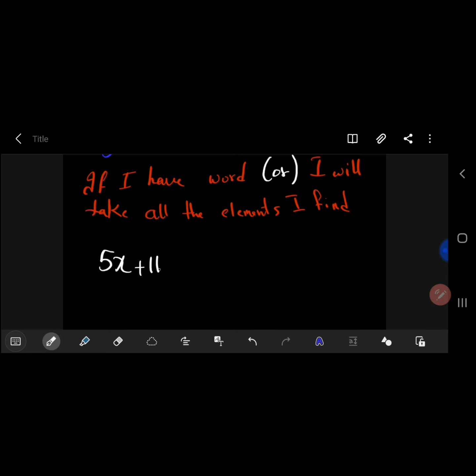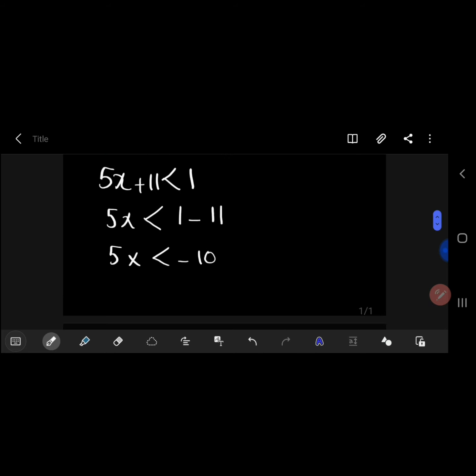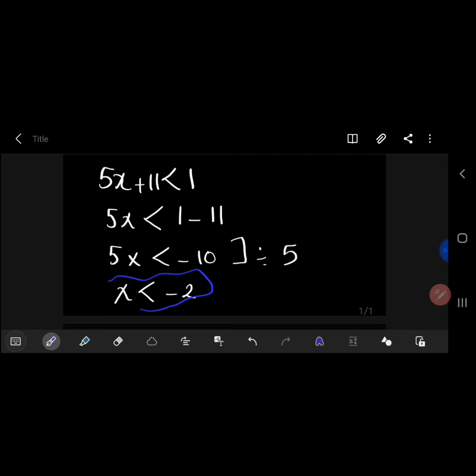5x plus 11 smaller than 1. Okay? 5x smaller than 1 minus 11. 5x smaller than minus 10. So here, if I want to get rid of the factor of x, I will divide the whole inequality by 5. x smaller than minus 2. So here, the first value of x, I found it.